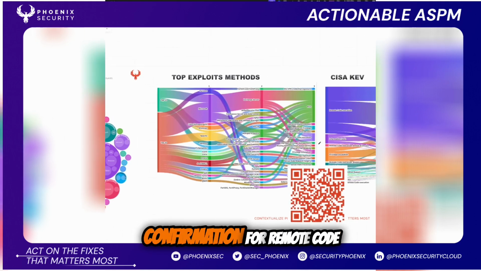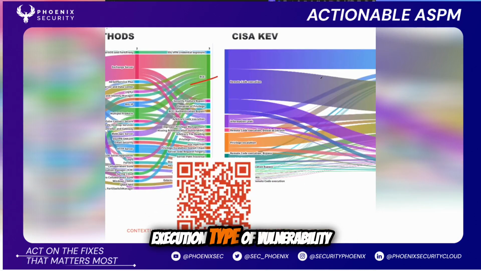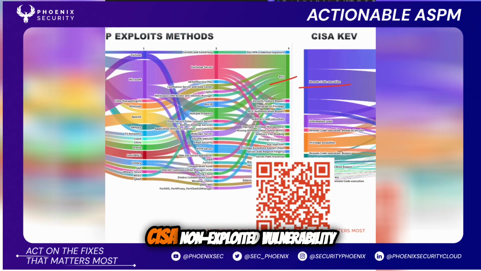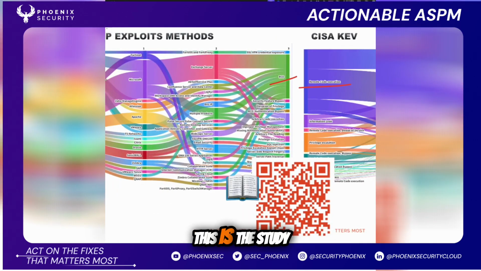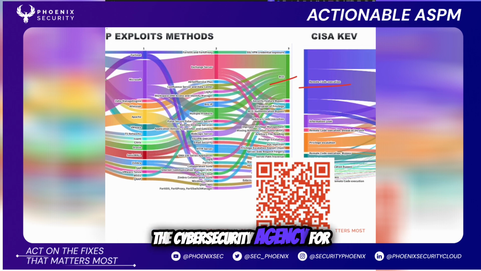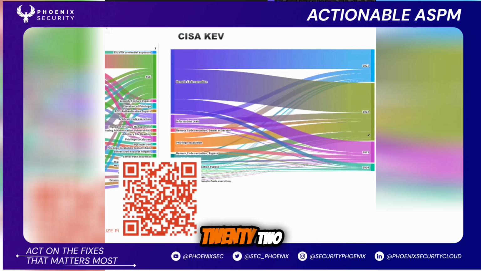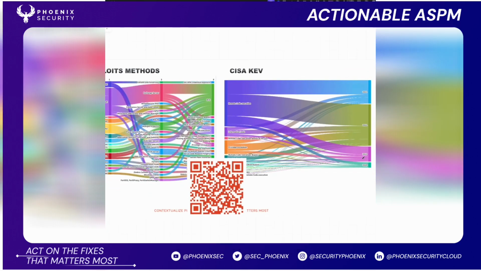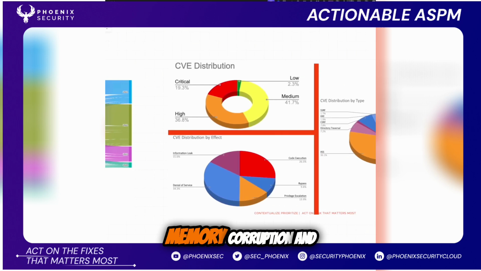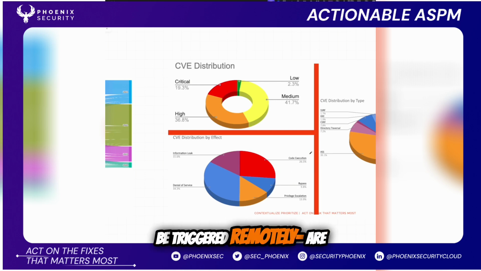And if you want additional confirmation for remote code execution type of vulnerability over the years as well, for CISA KEV, or CISA known exploited vulnerabilities, this is the study that CISA, the Cybersecurity and Infrastructure Security Agency in the US, has done over the years, exploring these vulnerabilities. And these are the top 30 exploited for every year, 2021, 22, 23, and 24. And if you want additional confirmation, again, memory corruption and code execution, or remote code execution in this particular case, because the code can be triggered remotely, are more prevalent.